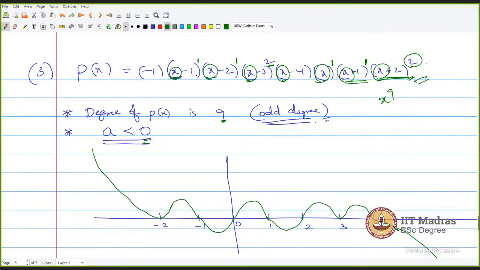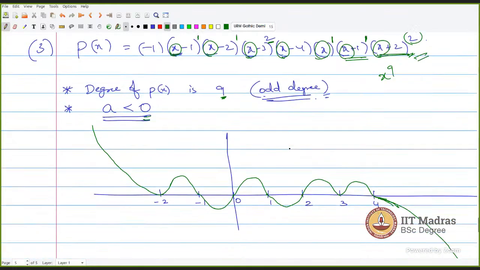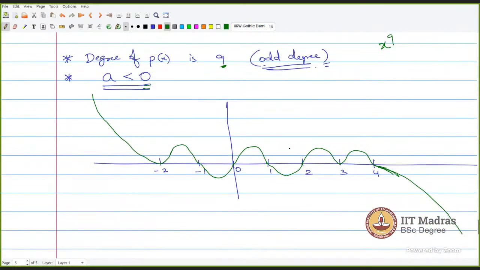Option number 1, sir, how can we decide the graph started from the second quadrant? Why not in the third? That is how we decide a is less than 0. I have spent half an hour just discussing this odd degree and a less than 0 case, and you are again asking me. Am I not clear? A is minus, sir, minus.